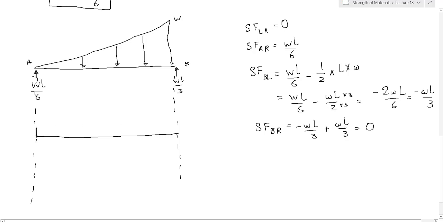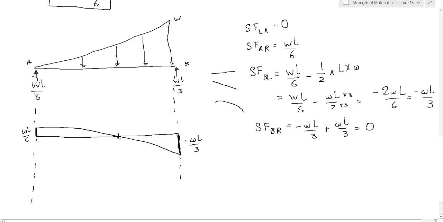So we can draw it like this. Here it will be minus WL by 3. Here it will be WL by 6. And now to connect it: when it was a point load, in shear force it was a straight line. When it was a uniformly distributed load, in shear force it was a slant line. Now whenever it is a uniformly varying load, in the shear force diagram it is a parabolic curve. So over here we will draw a parabolic curve like this, and this is the point where shear force is equal to 0.